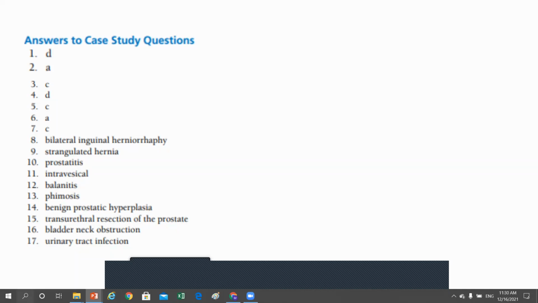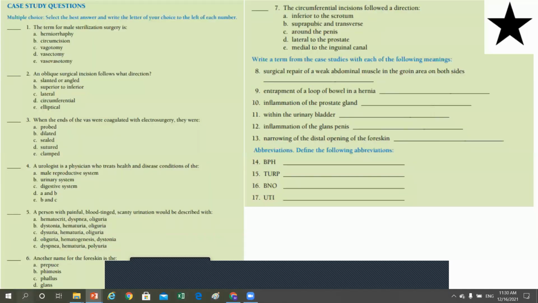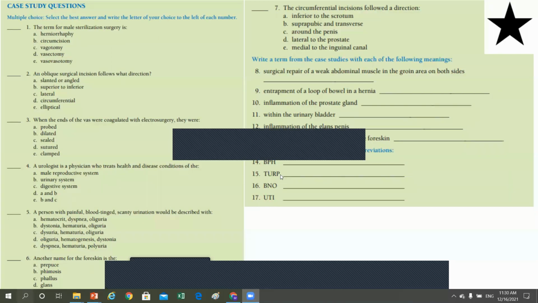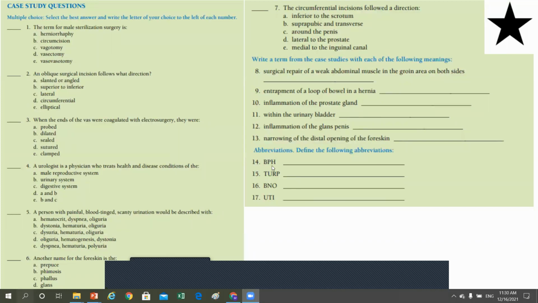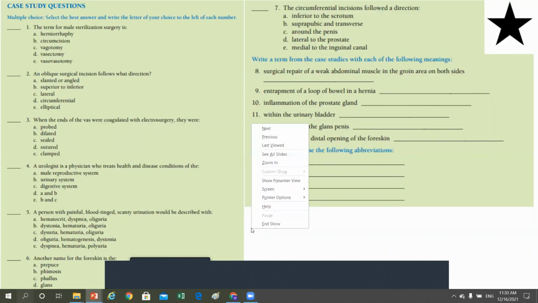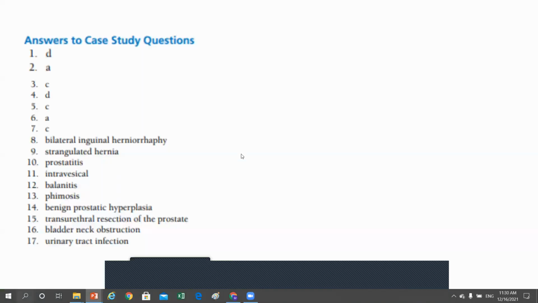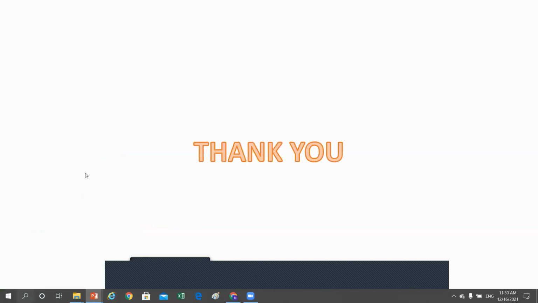So with all these slides, the BPH term is the commonest term that we have used in this lecture. Benign prostatic hypertrophy. TURP we have used, transurethral resection of prostate gland. So please see these terms and revise them. We are concerned mainly with terms. You should be familiar with these terms.